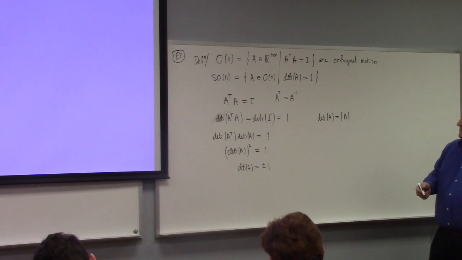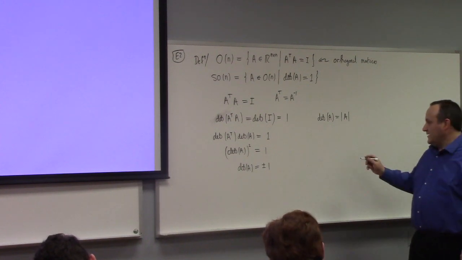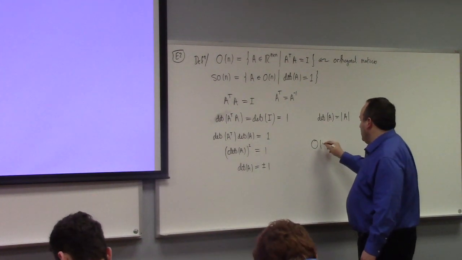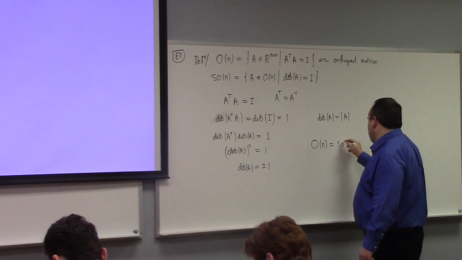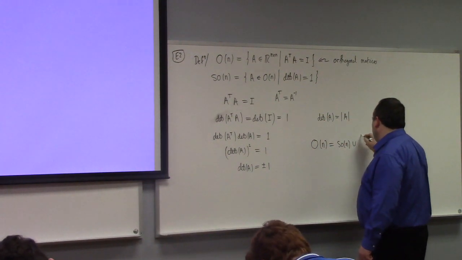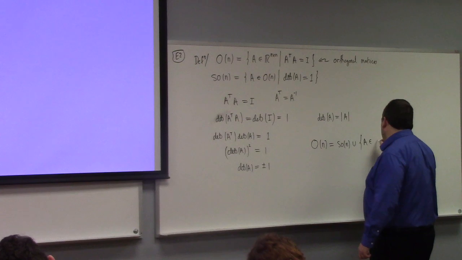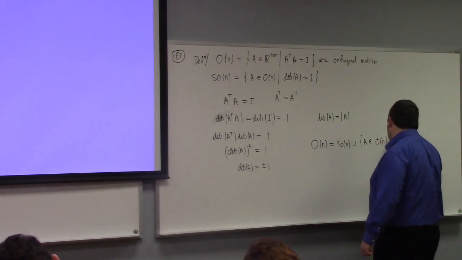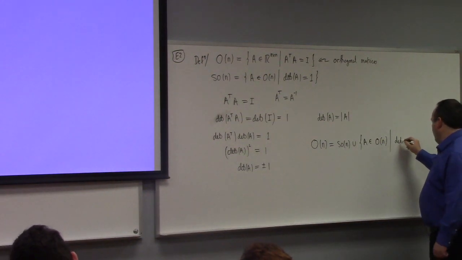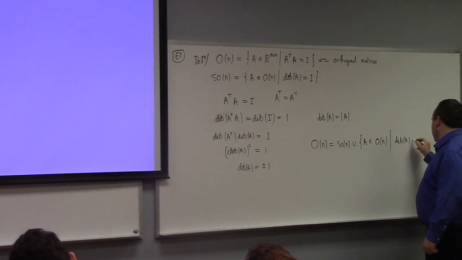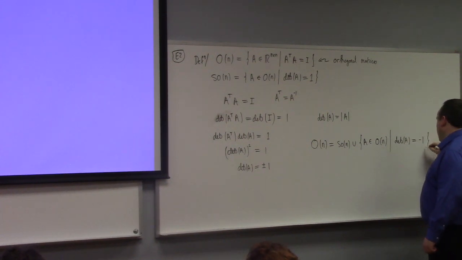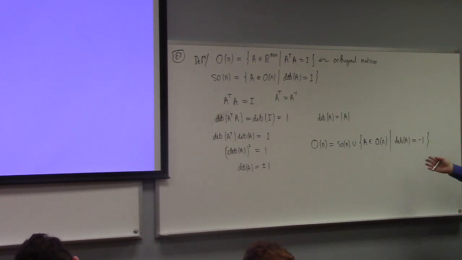So what that means is that O(n) is actually equal to SO(n) unioned with the matrices that are orthogonal and yet have determinant not 1, but -1. These are the two components of the orthogonal group.